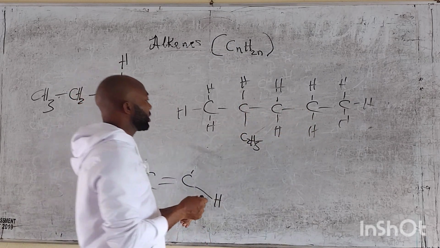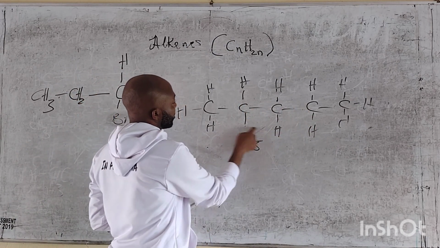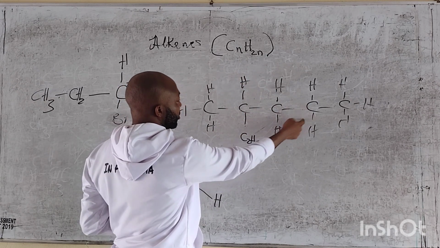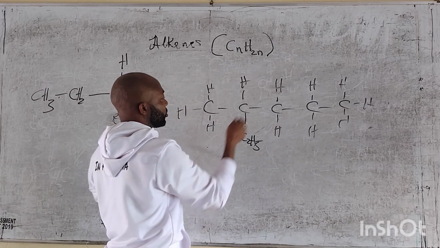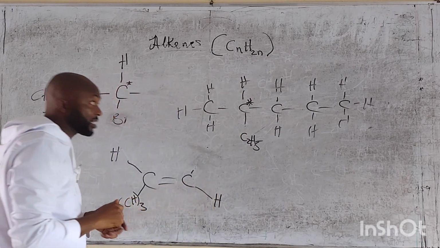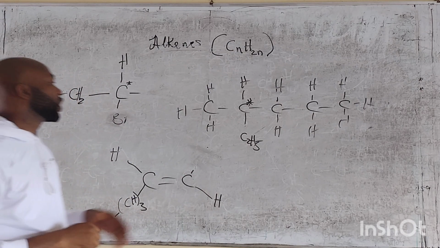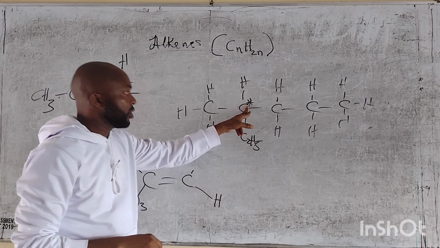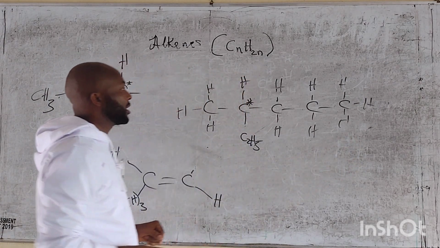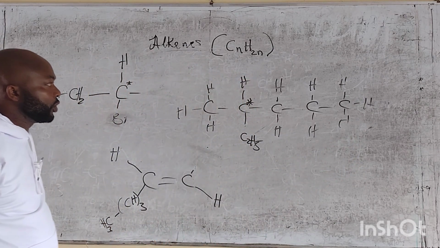Okay, let's look at this. It has an ethyl. It has a hydrogen. It has a propyl. It has a methyl. So this carbon is the chiral center. Okay? So it's the chiral carbon. So therefore, this compound is what? Optically active. That is how you know.